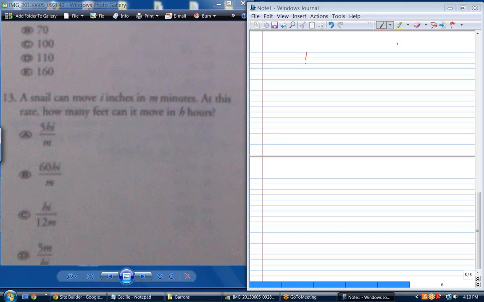So if we're going to pick numbers, you could just say that the snail can move 10 inches in, I don't know, 60 minutes, an hour. And then you would just multiply the 10 by 12, right?